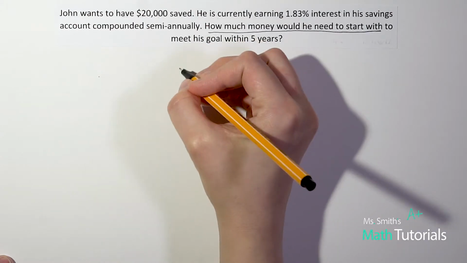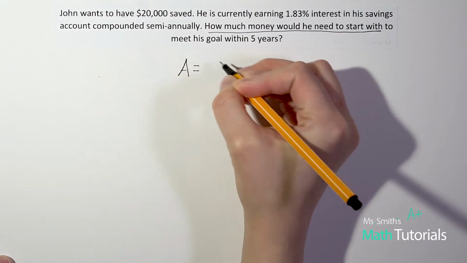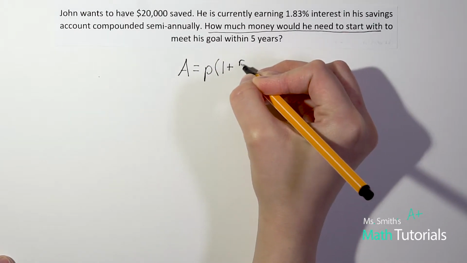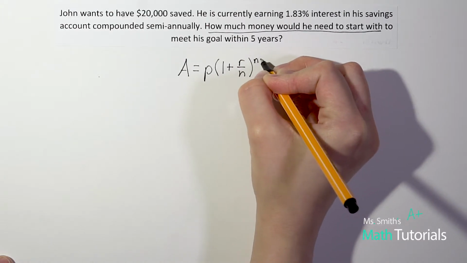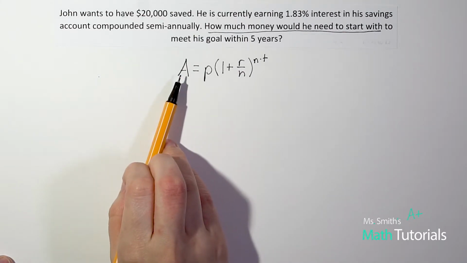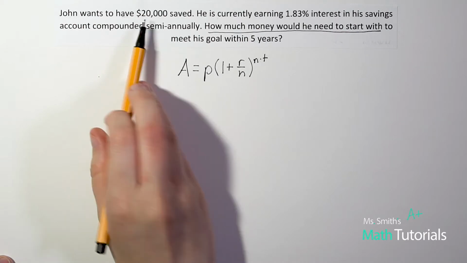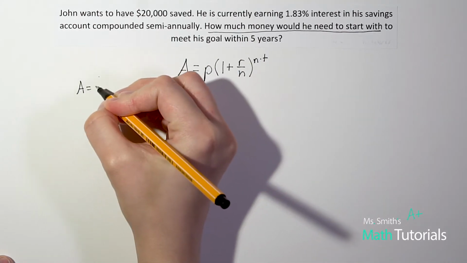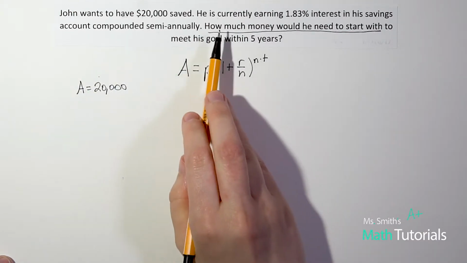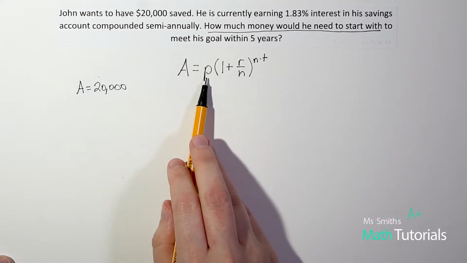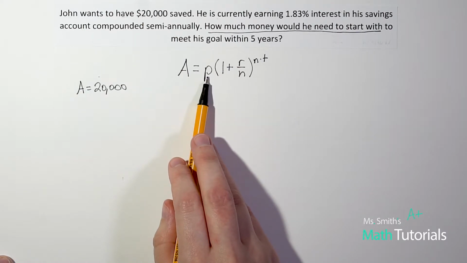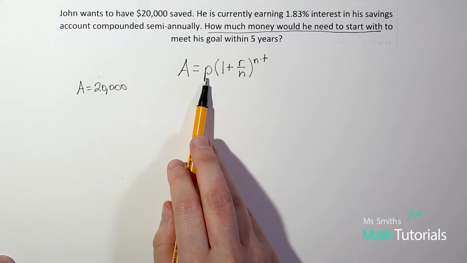So here's the thing. First off, I'm just going to quickly jot down the formula, right? A equals P times (1 plus R over N) to the power of N times T, just so we remember what we're working with. So John wants his amount to be 20,000. So we actually know A this time. A should be 20,000. And then when they say how much money would he need to start with, well, that's our P, right? Isn't our principal amount the starting amount? So P is going to be what we're looking for in this equation. So we're going to have to do a little bit of solving in this one to find P.